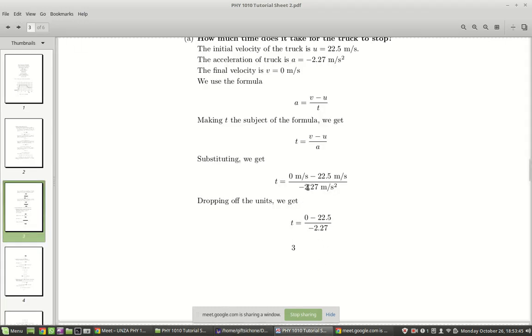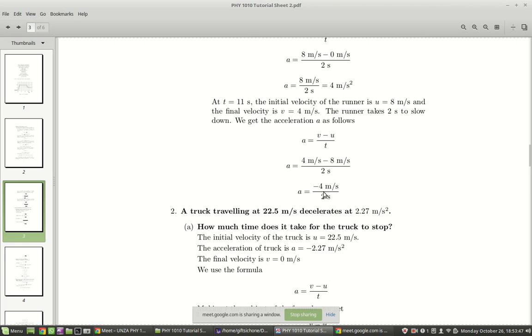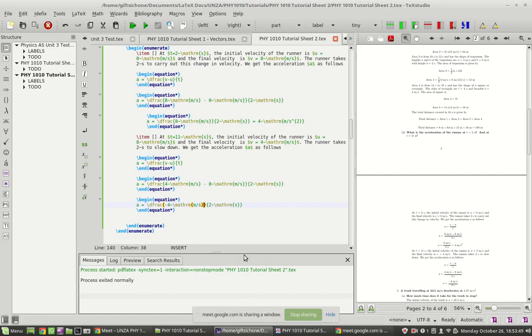Then, where are we? There we are, negative 4 meters per second, then divide by 2 seconds. How much do we get as acceleration? Negative 2 meters per second squared. Yes. Negative 2 meters per second squared.